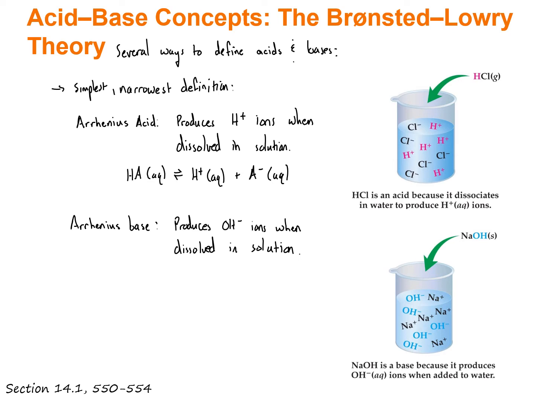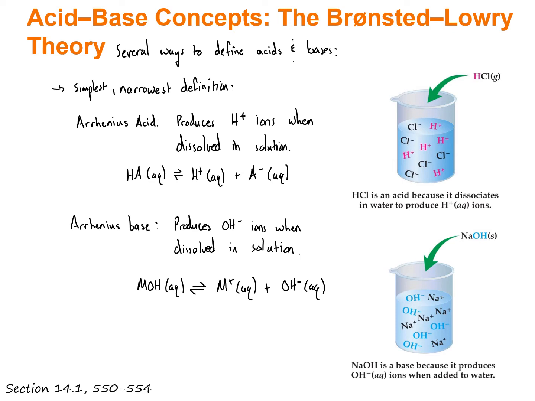Of course, we also have an Arrhenius base definition, which says that in order to be considered a base, it must produce hydroxide ions, or OH minus ions, when it's dissolved in solution. For instance, when you take sodium hydroxide and drop it into water, you're going to see that it creates hydroxide ions, and so we would consider it a base under this definition. Similar to the first one, we can write a reaction where we have MOH, where M stands for usually a metal, and it creates hydroxide ions when it dissolves, as you see there.